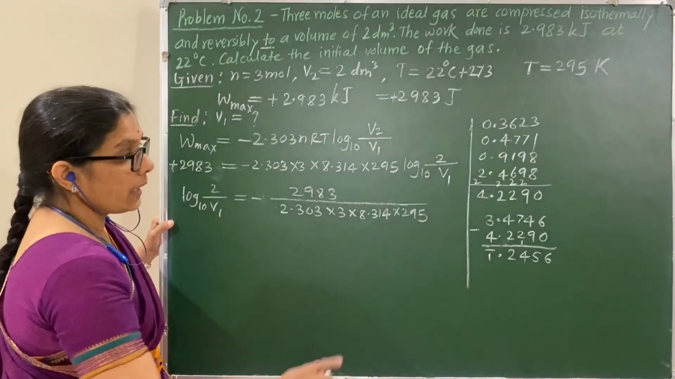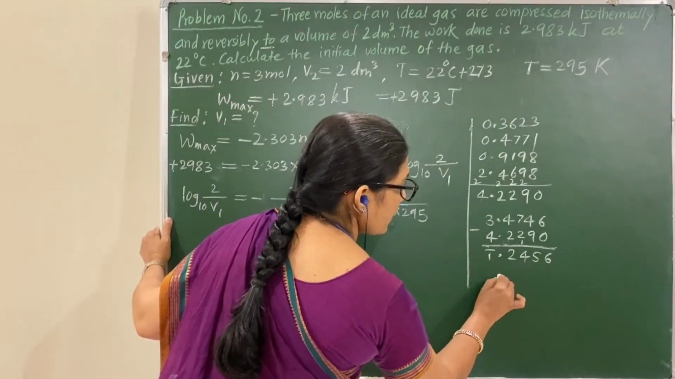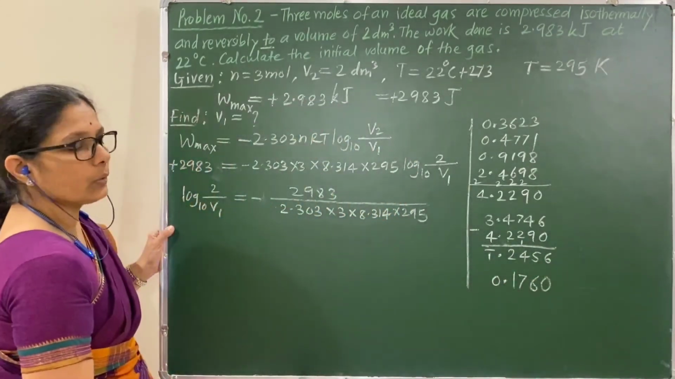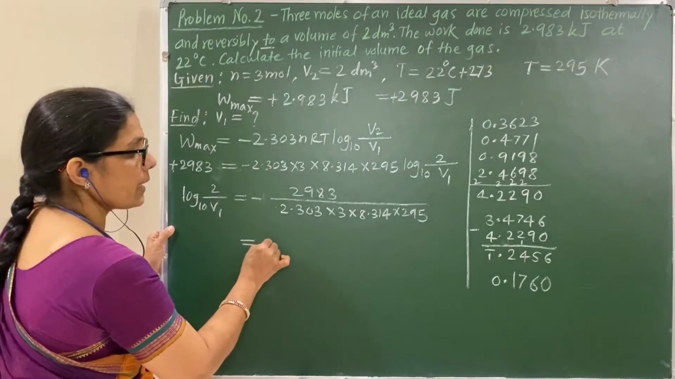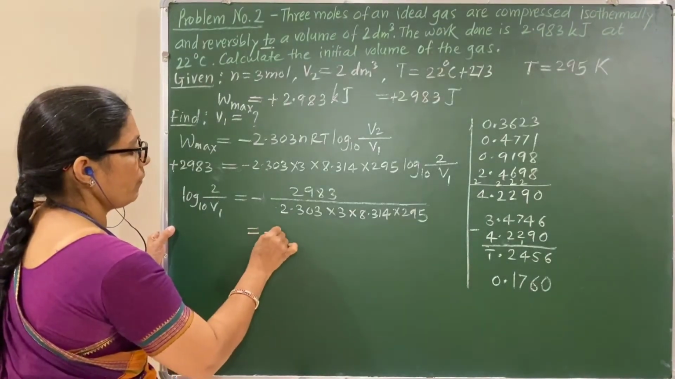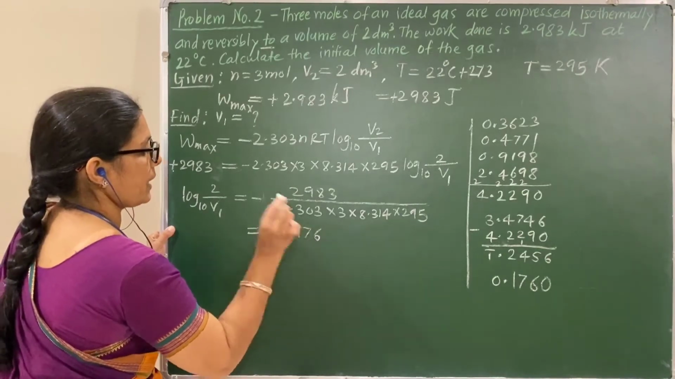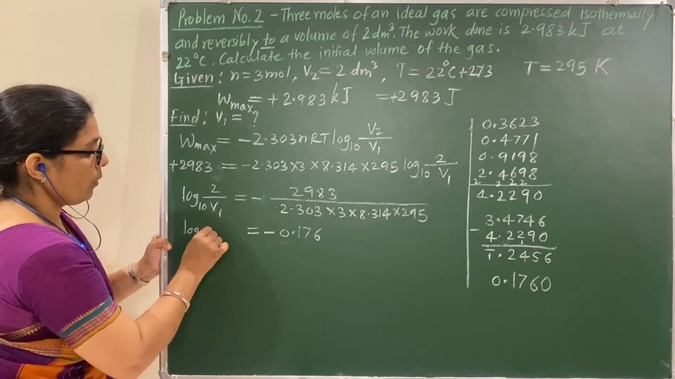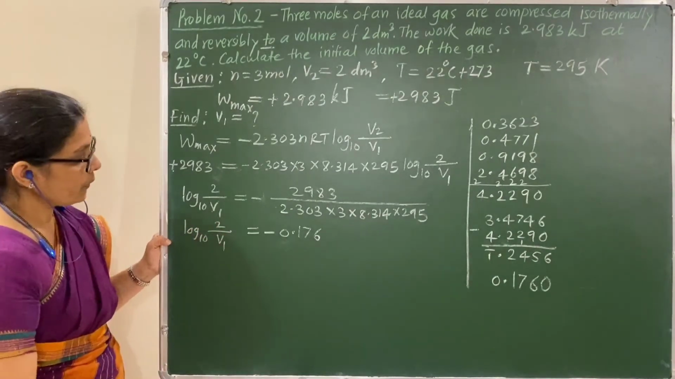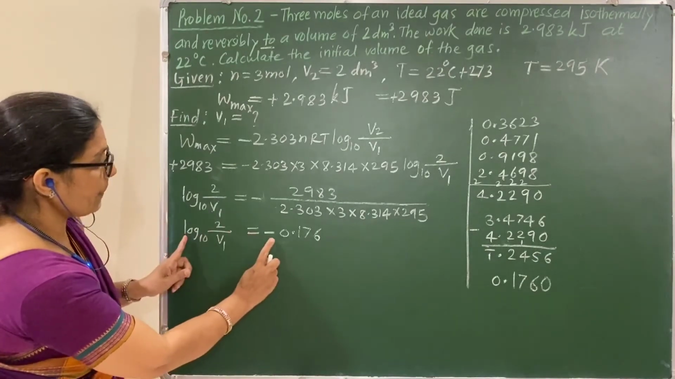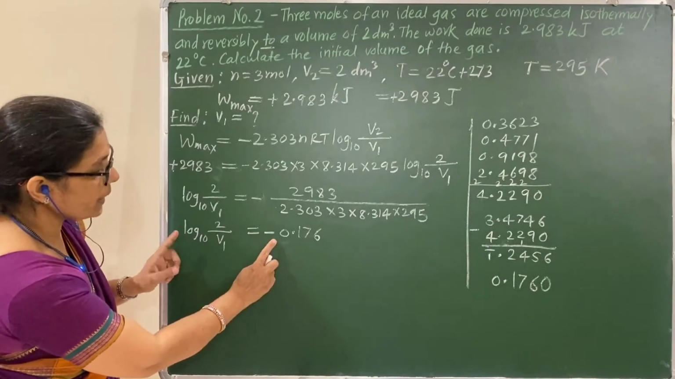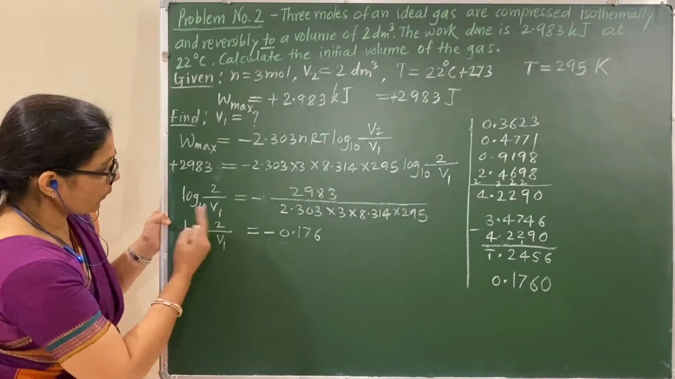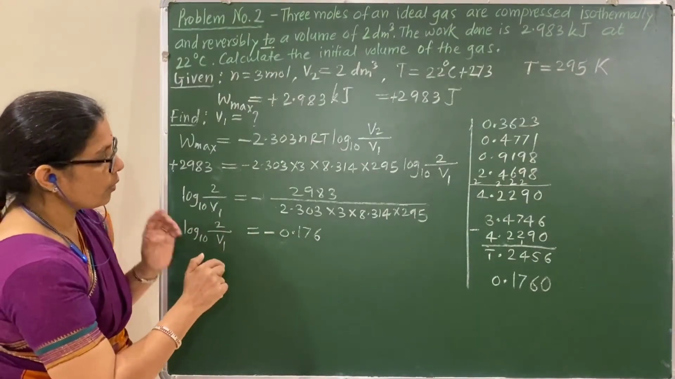Yes. Now the anti-log of this bar 1 is 0.1760. Okay. Now here it is minus 0.176. That is log 2 by V1. Now see here, multiplied by anti-log on both sides. But after that, the anti-log of this negative value is not possible. Therefore, first convert this to a positive one.